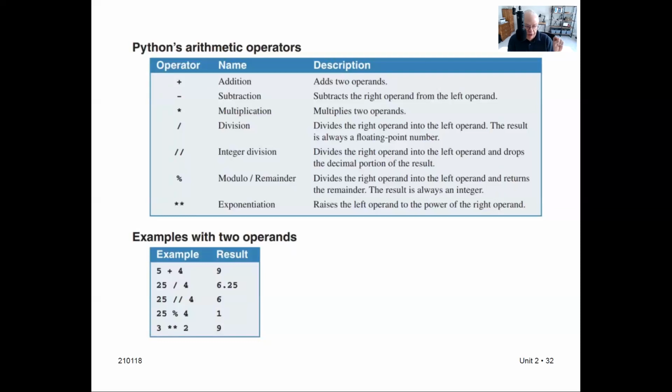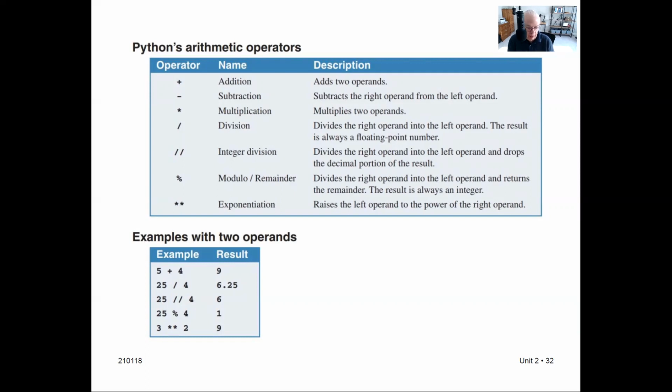And then asterisk, asterisk, two asterisks. It doesn't mean multiply twice. That's not exactly what it means. It is exponential. It means to raise the left operand, the number to the left, to the power of the operand on the right. And so you've probably studied exponentials in other math classes. This is just a way to have Python do it for you.